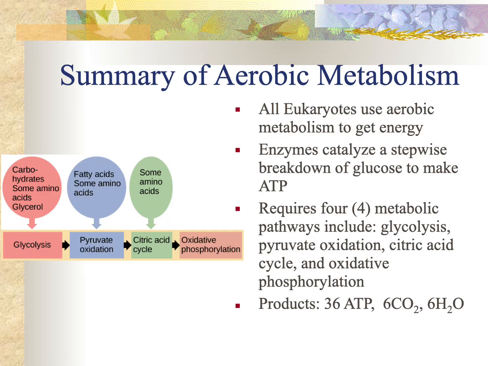So, aerobic metabolism. All eukaryotes do this. They all do it primarily in their mitochondria. This is 4 metabolic pathways. And at the end, it produces 36 ATP from 1 glucose molecule, 6 carbon dioxides, and 6 water. This is the most efficient way for cells to make energy. It produces non-toxic waste products. It's very fast. It's very efficient.